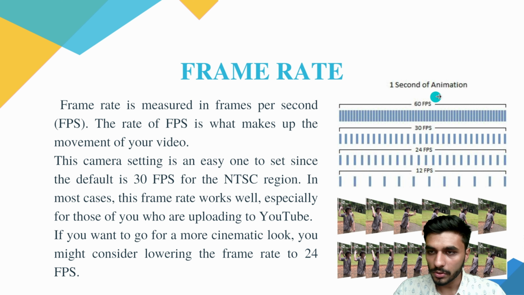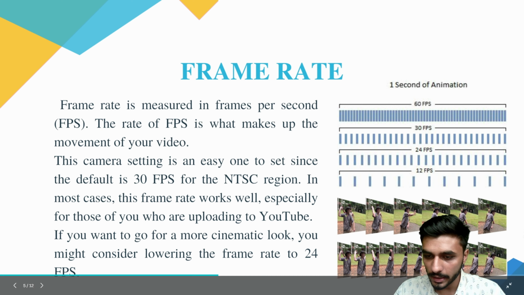You can see in the photos 1 second of animation. The 60 FPS means that in 1 second there are 60 frames recorded, while the 12 FPS means that in 1 second 12 frames are recorded. You can see this in the example given below.